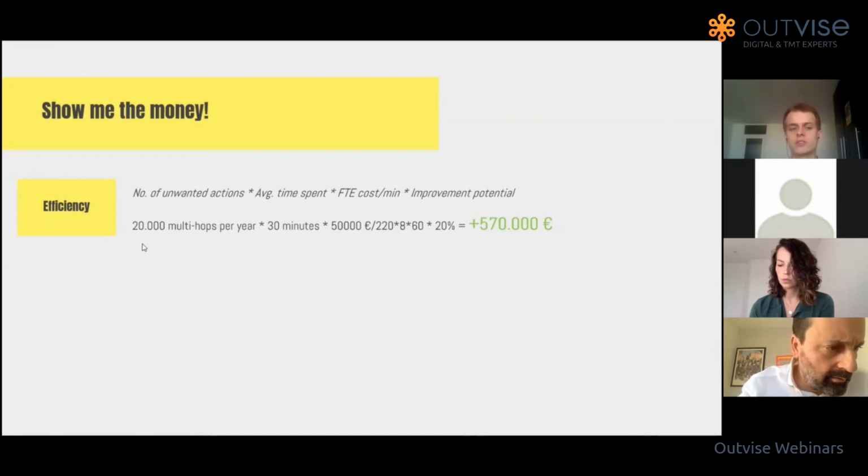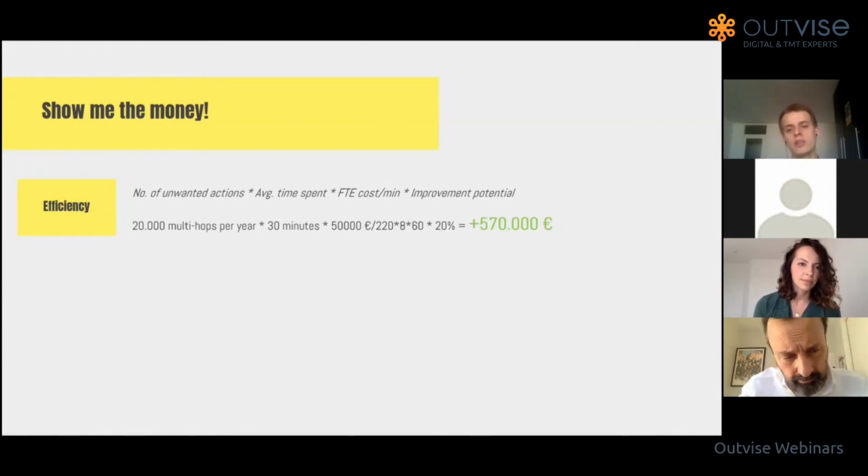And this is something that, of course, is based on these assumptions that you all see on the screen, like 20,000 multi-hops, time for the multi-hop, and so on. But as it is an example calculation, I just wanted to give you the feel how to do that. You can just plug in your numbers and say, well, for me, it's 300,000. Well, for me, it's 5 million, depending, of course, on the scale of your operations.